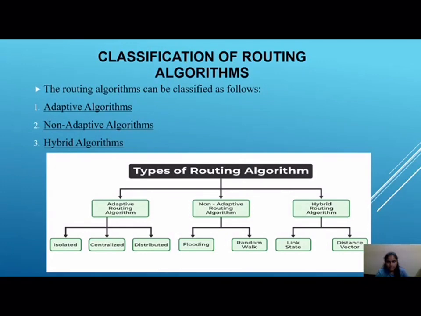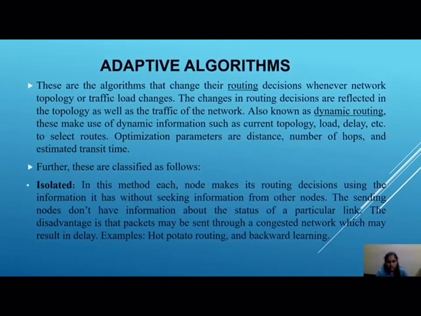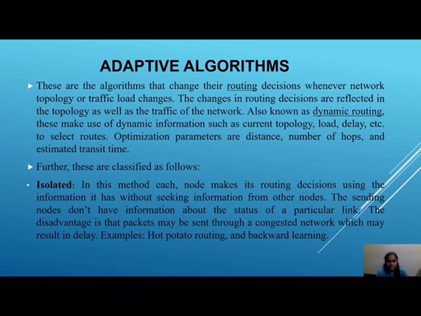Classification of routing algorithms. The routing algorithms can be classified as follows: adaptive algorithms, non-adaptive algorithms, and hybrid algorithms. Adaptive algorithms. These are the algorithms that change their routing decisions whenever network topology or traffic load changes. The changes in routing decisions are reflected in the topology as well as the traffic of the network. Also known as dynamic routing, these make use of dynamic information such as current topology, load, delay, etc. to select the routes. Optimization parameters are distance, number of hops, and estimated transit time.